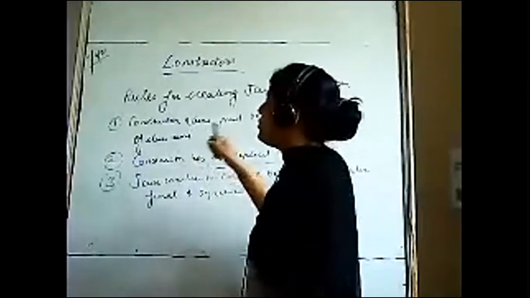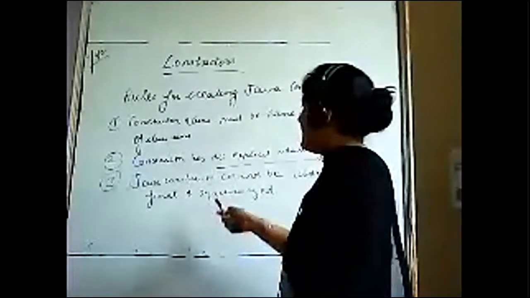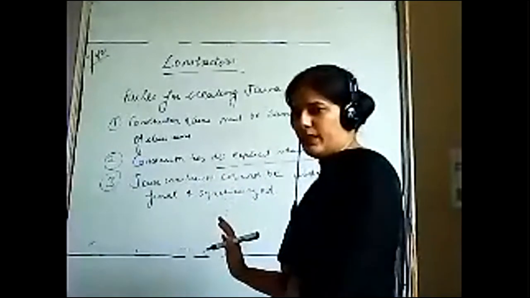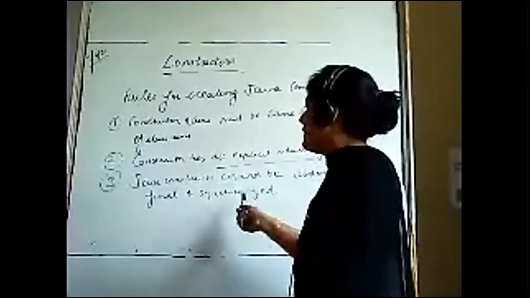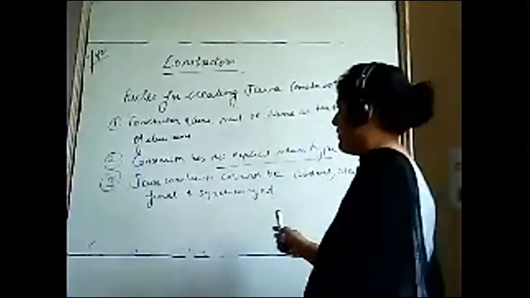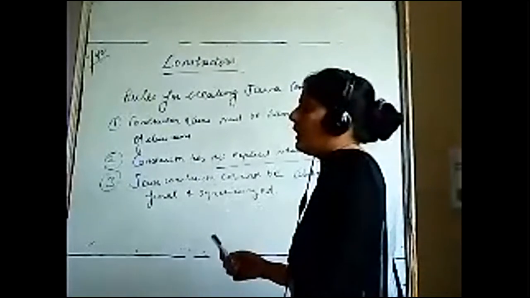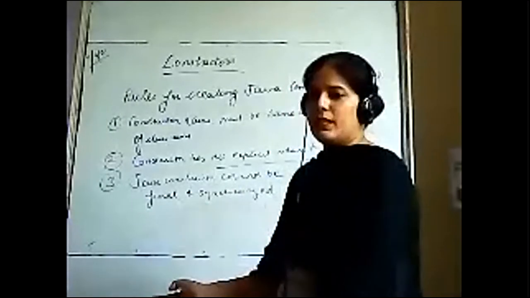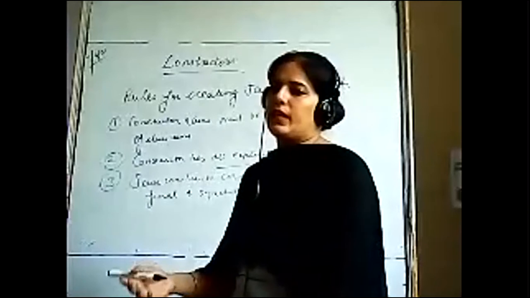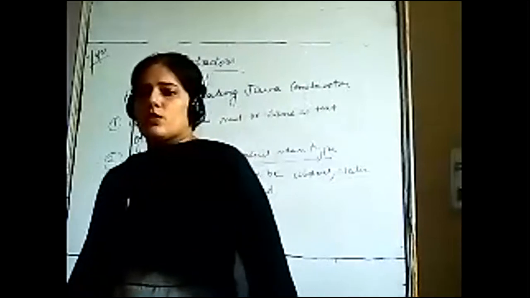So major three rules are there. The constructor name must be the same as the class name. Secondly, a constructor has no explicit return type, so we are not supposed to provide any return type to the constructor. And the third rule is that a Java constructor cannot be abstract, static, final, or synchronized. One by one, in the subsequent sessions, we will discuss each of these keywords and why a constructor cannot be final, synchronized, abstract, or static. So this was all about the introductory part of the constructor.